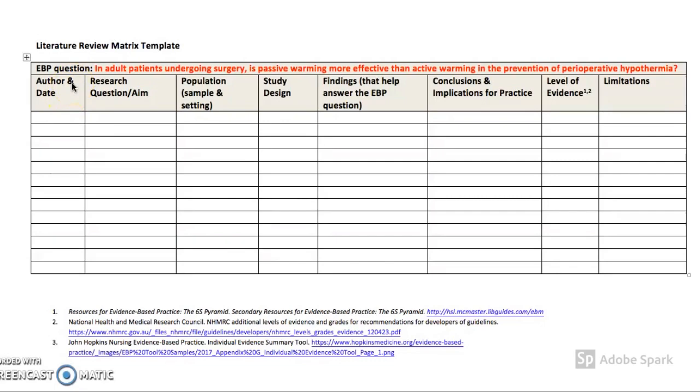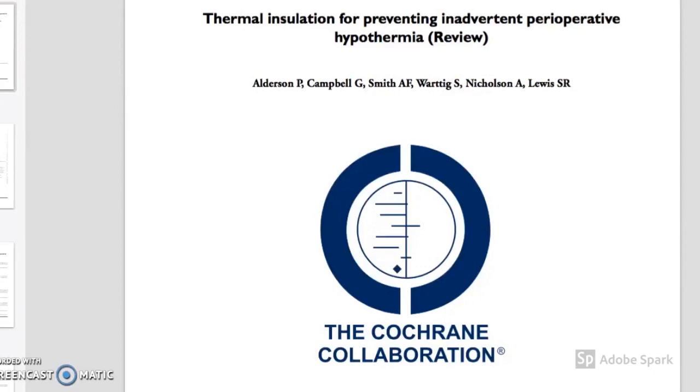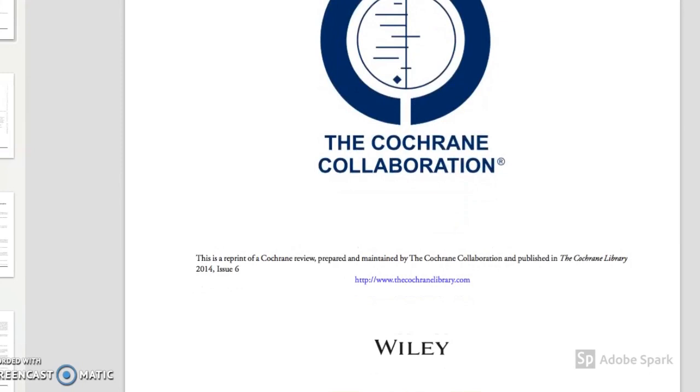It is important to clearly identify each journal article or paper that you include in your matrix. The first column asks for the author and the date of each paper. This is the first paper that I am going to insert into my literature matrix. This paper answers my question, or at least it appears to. I can see that the author is Alderson et al. And I can also see that the date is 2014. I will write this in my table.